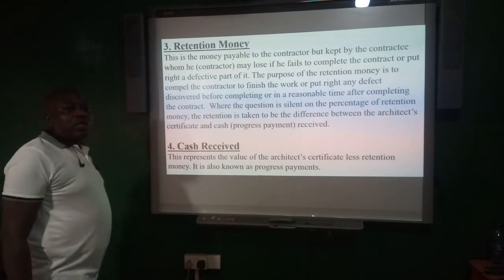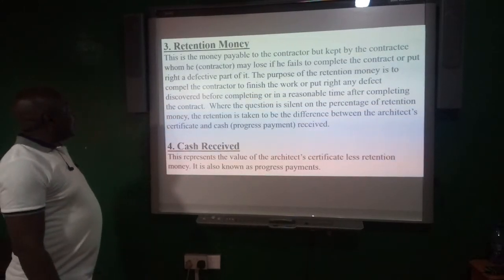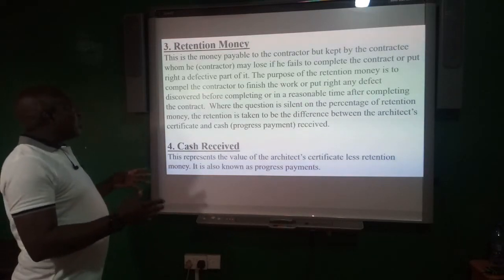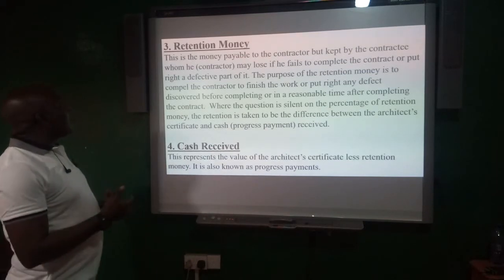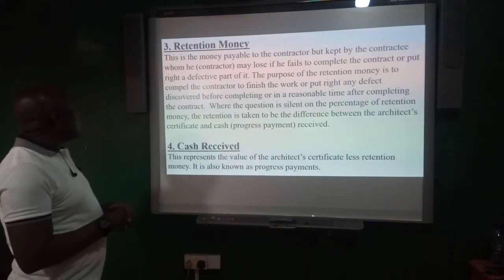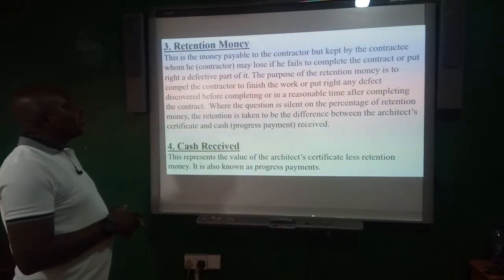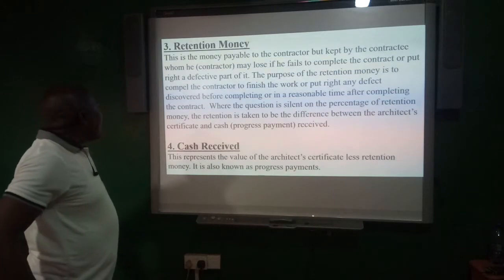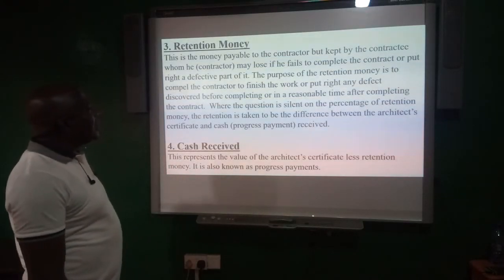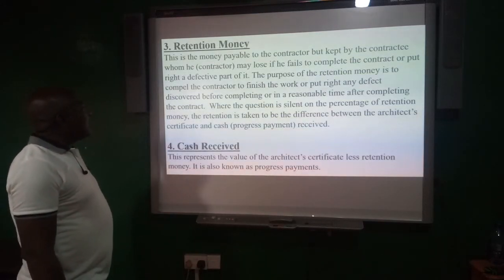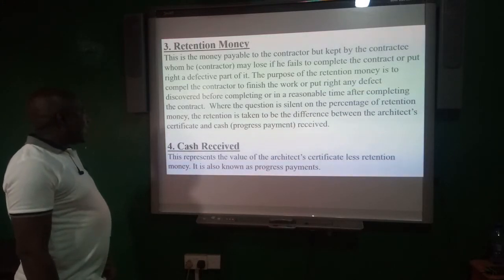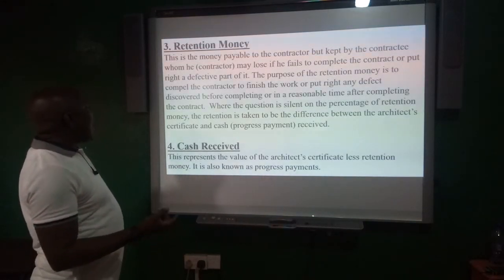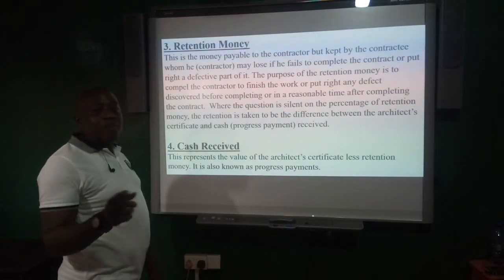Retention money. When I was doing the explanation just now, I promise you I'll come to retention money and give you the proper explanation so that you understand what we mean by retention money. This is the money payable to the contractor, but kept by the contractee, who he, the contractor, may lose if he fails to complete contract or put right a defective part of it. The purpose of the retention money is to compel the contractor to finish the work or put right any defect discovered before completing or in a reasonable time after completing the contract. While the question is silent on the percentage of retention money, the retention is taken to be the difference between the architect's certificate and then the cash or the progress payment received.